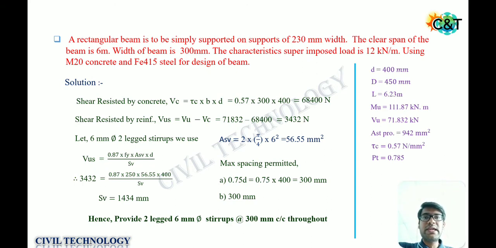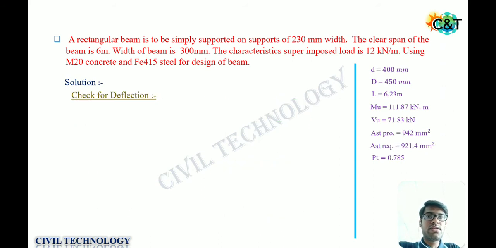Okay, so we calculate the shear reinforcement, we calculate the main reinforcement, but we have to check whether our beam is safe in deflection or not, because if it is not safe in deflection, then we have to revise the section in that case also. So let's check for the deflection.